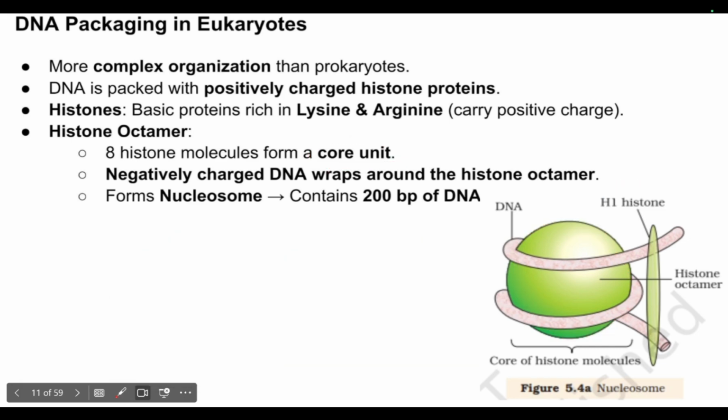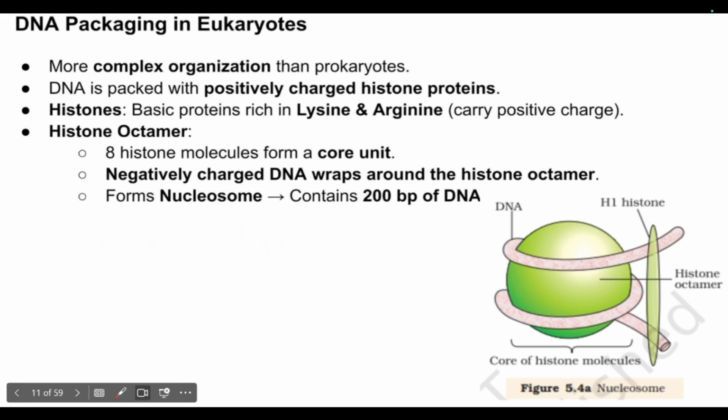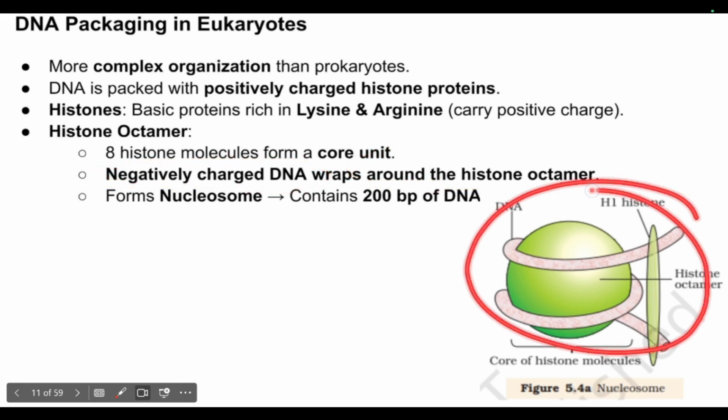Now this histone is positively charged. Then how does histone bind with DNA? We have already seen DNA is negatively charged because of phosphate. Phosphate provides negative charge to DNA. So phosphate provides negative charge and these lysine and arginine provide positive charge to histone. Negative and positive will interact with each other and the negatively charged DNA will wrap around the histone octamer. In this way, the entire structure formed is called nucleosome.